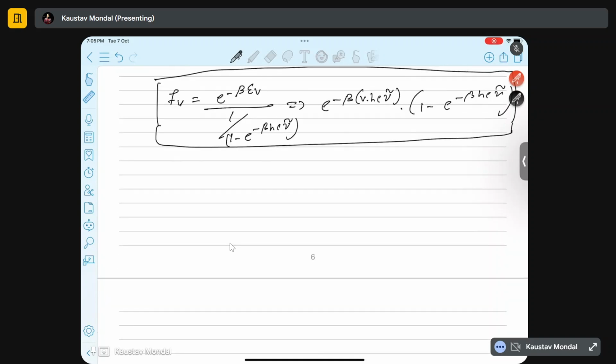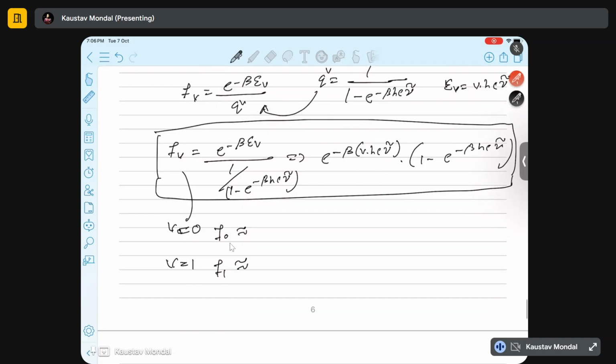So from here, if v equal to 0, you just put 0 into the expression and you will get F0. Similarly for v equal to 1, you will get F1. All these values of nu tilde and everything are given. So just substitute all the values and put v equal to 0, 1, 2, the energy state that you are interested in. Just put the number of that particular energy state, and after doing that you will get the fraction of molecules at that particular energy state. Okay, so this is quite straightforward.